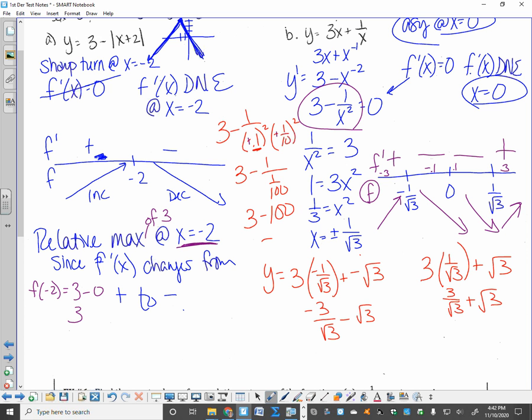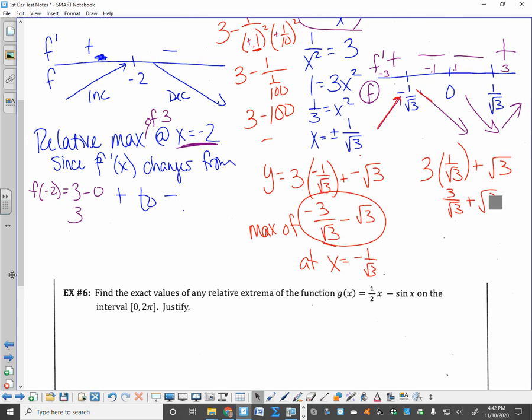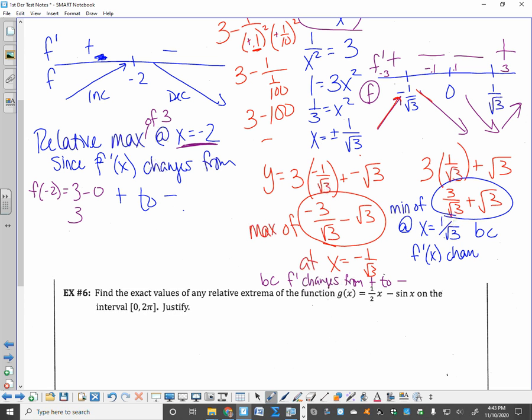So this one is the relative max of this at x equals -1 over root 3. Oh, I have to have my y. Because f prime changes from positive to negative. Whew, almost lost that one. All right. This is a min of that at x equals +1 over root 3 because f prime changes from negative to positive.